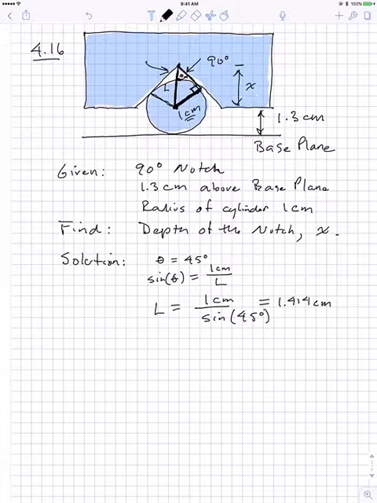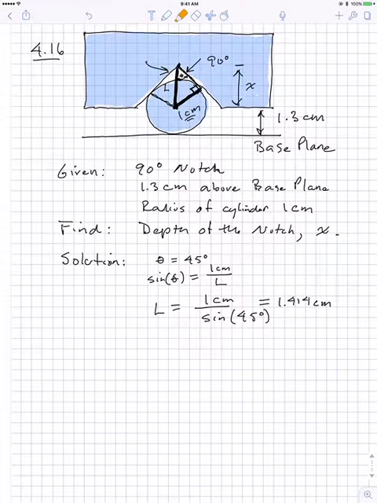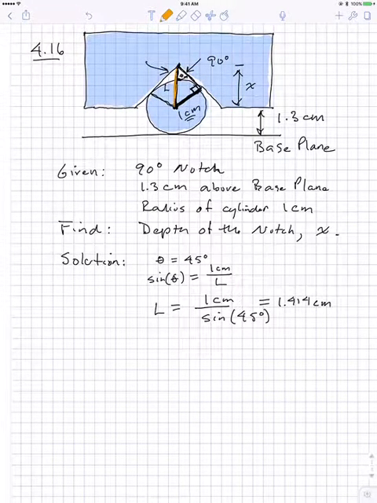But I drew this where it looks like L lines up with X, but it's not necessarily. I didn't draw this to scale, so we have to think about that. Here's the length L. Let me change the color here. We got this length L, and then we add on 1.3 to get all the way to the base.